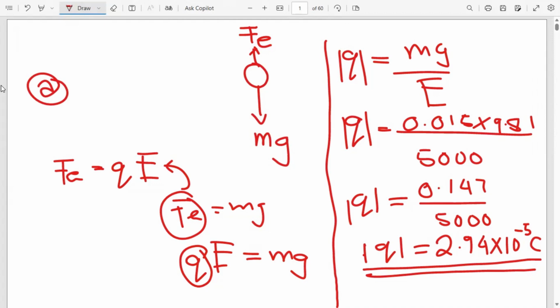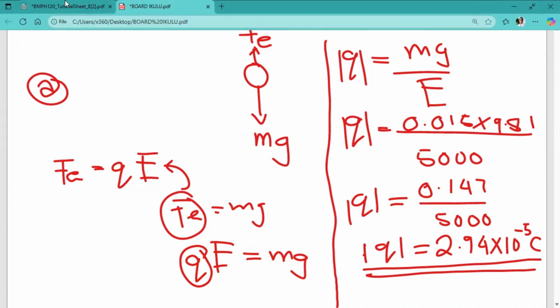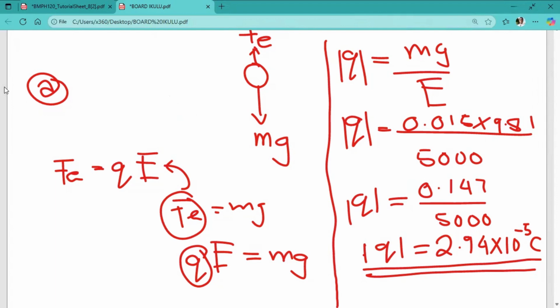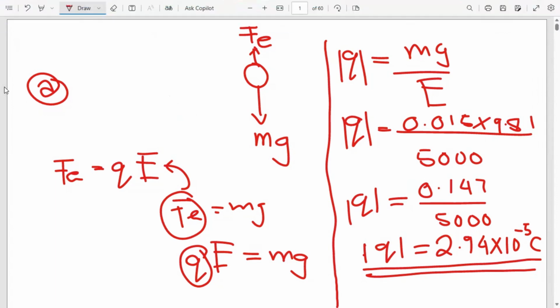Now, the question is saying if the electric field is pointing upwards. Let me check the question again. Okay, so A, if electric field is pointing straight up in the air. Okay, so this is the magnitude of our charge. So if they've specified in the question up and down, this is the overall magnitude. Now we're just supposed to apply the signs. Where should our charge point?